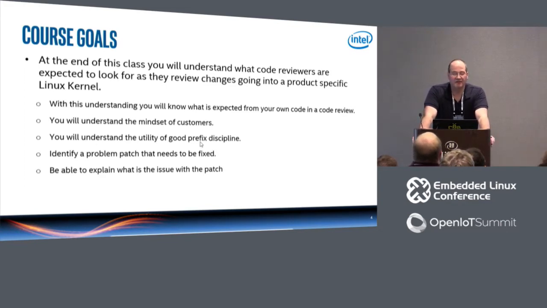So by the end of the class, you'll understand what the code reviewers are expected to look at when they're looking at your code. Hopefully you'll get a better appreciation of what's expected from your code during a review. You'll also hopefully understand the mindset of customers a little better. You'll understand the utility of having good prefix discipline. You'll be able to identify a problem with a patch that needs to be fixed, and you'll be able to explain what the issue is with the patch.